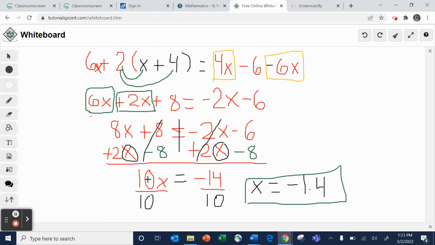You have to divide by the number on your variable. Because there's a 10 on my variable, I have to divide both sides by 10 because I have to do the inverse operation. Because that 10 is on my x, which is multiplying, I have to divide to get x by itself. So when I divide by 10 on both sides, that gives me just x. And then right here, negative divided by positive gives me negative 1.4, which tells me that x equals negative 1.4.